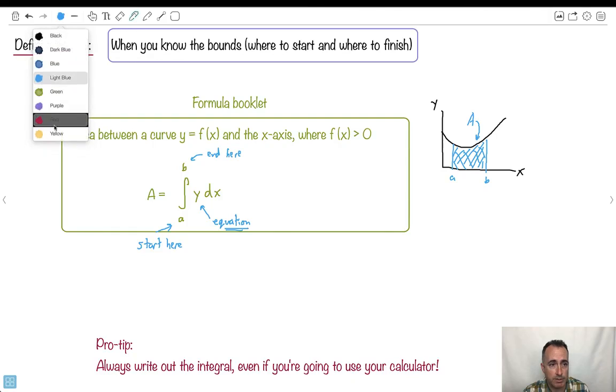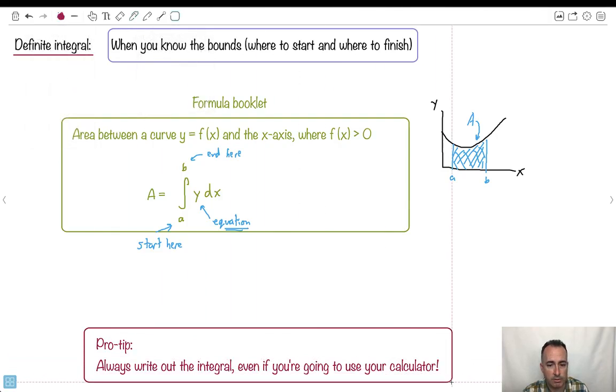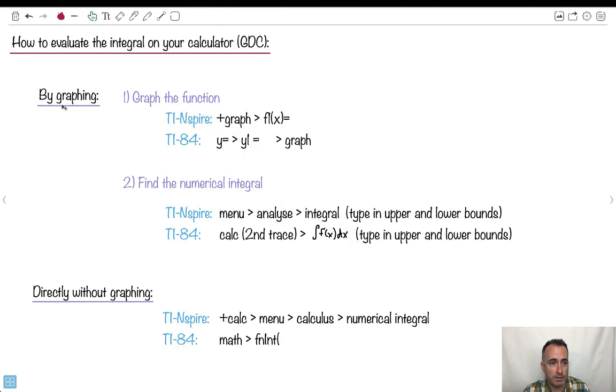A nice little pro tip is that when you're doing something on an exam, always write out the integral, even if you're going to use your calculator. You need to write out the whole integral. Don't forget the dx business. And there you go. Well, we can do this on our calculator quite easily. We can do it in a couple ways. One is by graphing. So I'll show you that way. So on the TI Inspire and the 84, well, all of them actually can do it this way. I'm just showing you how to do them with the 2 TI ones at least.